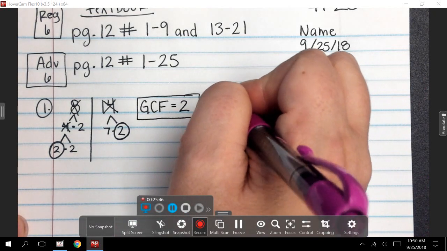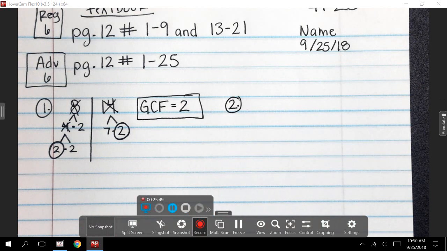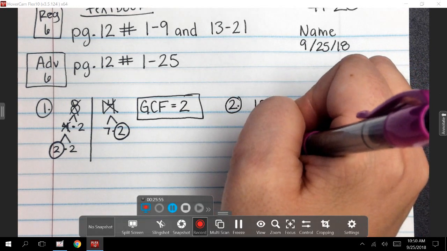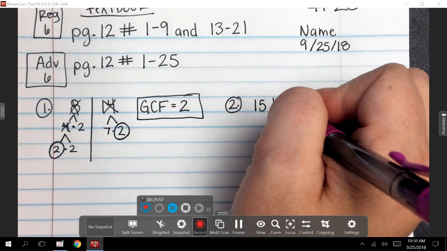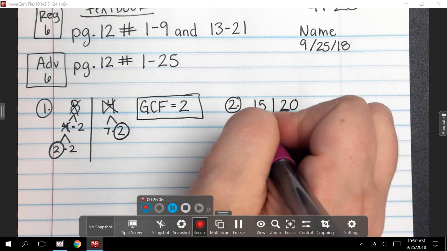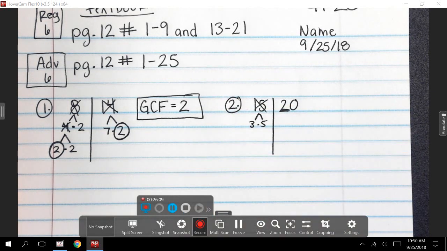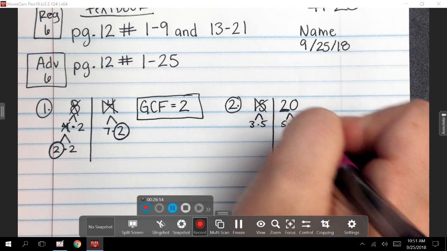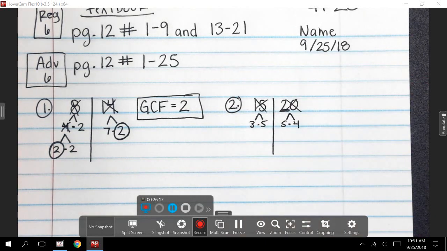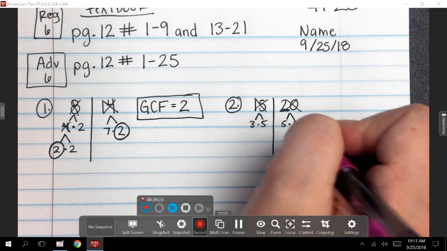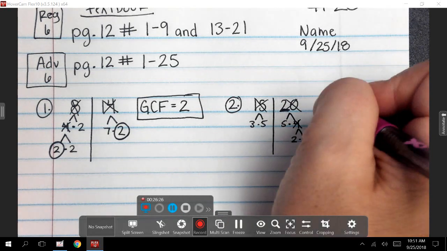I'm going to do number 2 next to it because I do have some space right there. Number 2 is 15 and 20. All right. Gray, what can 15 split into? 3 times 5. Awesome. I'm going to mark that out. What can 20 split into? 5 times 4. We can do 5 times 4. All right. Can I split this any more, Hunter? 2 times 2. 4 can become 2 times 2. And remember, once I split it, I'm marking it out so I don't accidentally use it. Okay. We're doing our GCF.